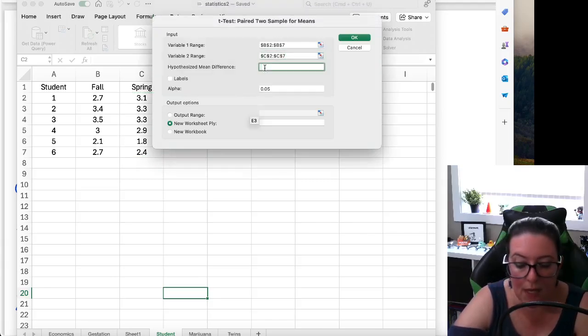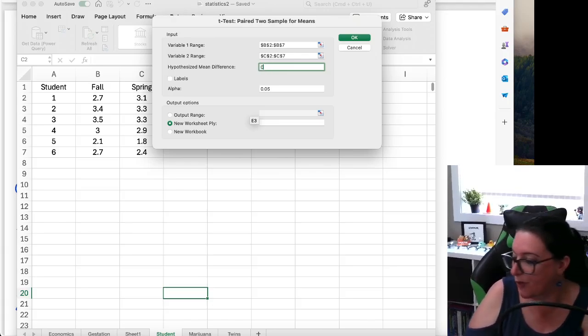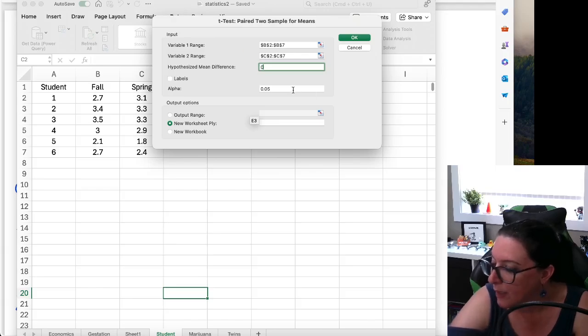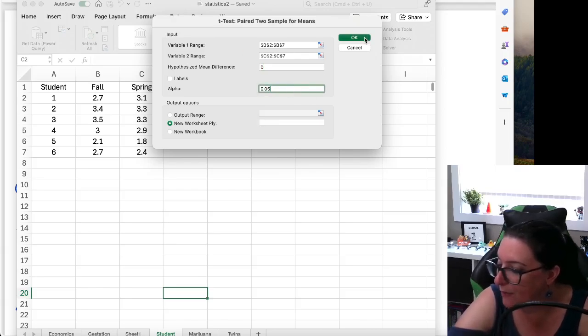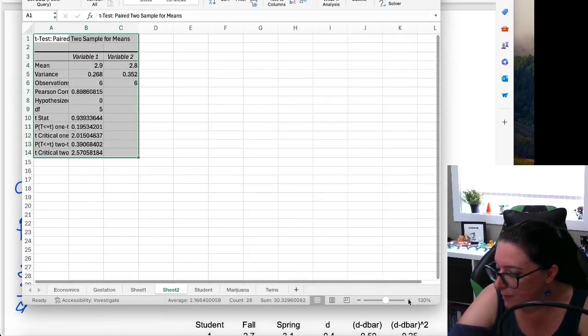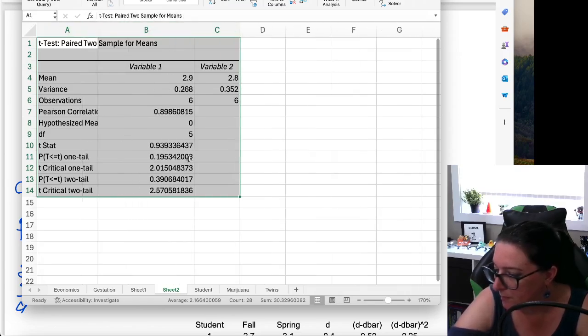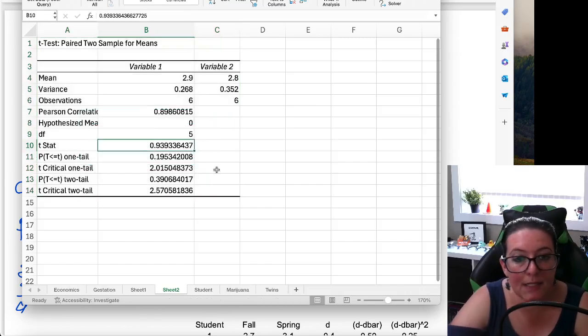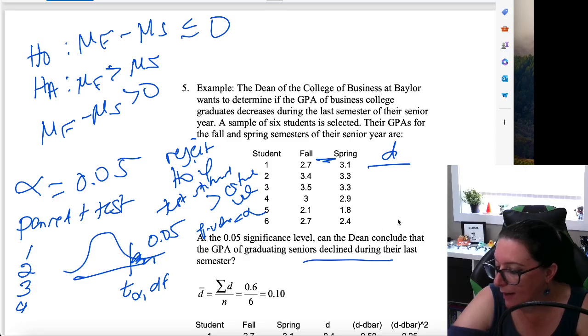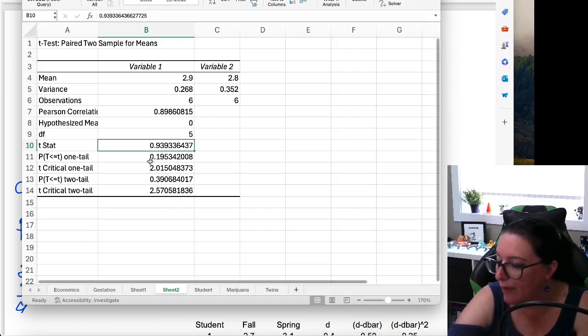The hypothesized difference, we don't specify a difference, we just difference or not, so we're going to make that 0. Alpha here is 0.05. And we'll just make this bigger so we can see the output. All right, our t-statistic is 0.939. The test statistic is 0.939, and then we need our critical value.